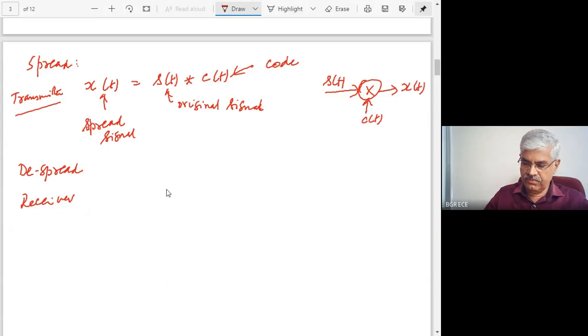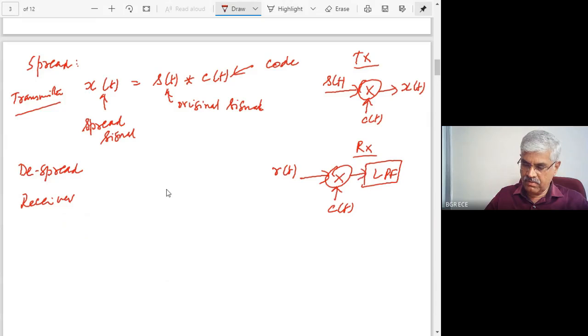So what does it do? So x of t, this is the transmitter. And now let us see how the receiver looks like. In the receiver, you have received the signal, let us call it r of t. What the receiver does is, again it multiplies by c of t. Then it passes through a low pass filter, why this low pass filter, I will tell you later. And then you get back the s of t.